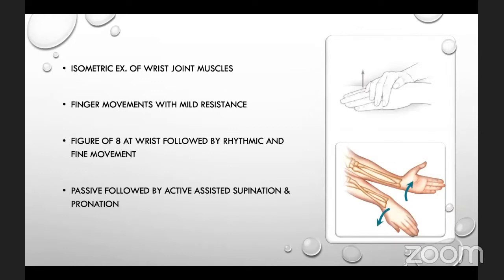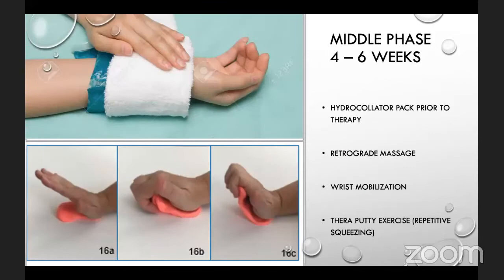Then in the next week I did isometric exercises of wrist joint muscles, some finger movements with mild resistance, figure of 8 at wrist followed by rhythmic and fine movement. Gradually they have to make better movement, and passive followed by active assisted supination and pronation, which was most important. Initially, do with passive. Now we came into the middle phase, that was for 4 to 6 weeks.